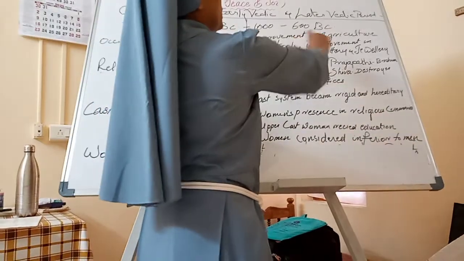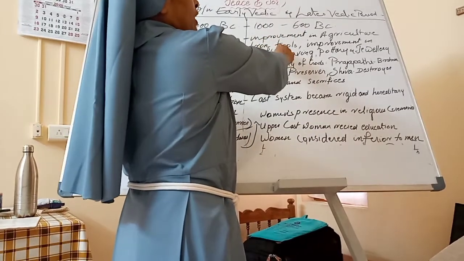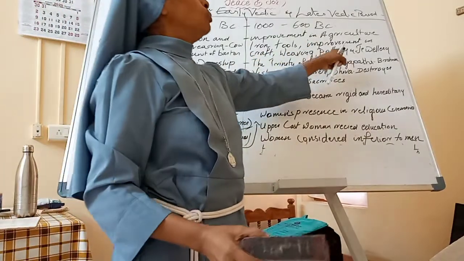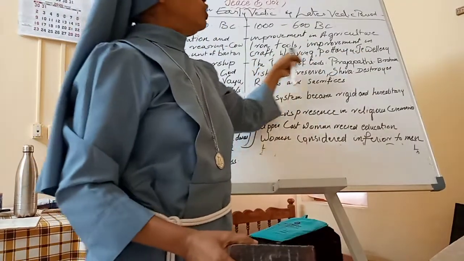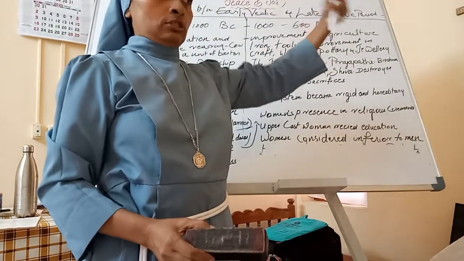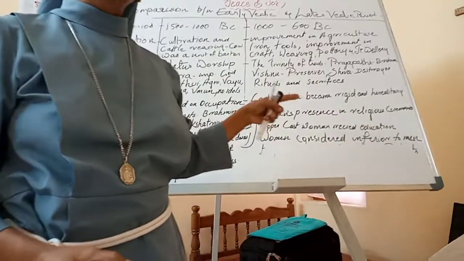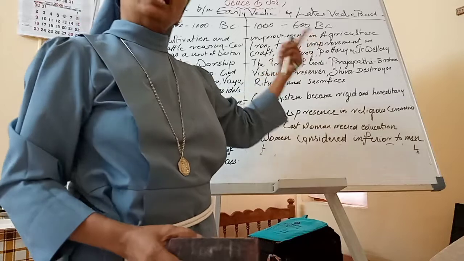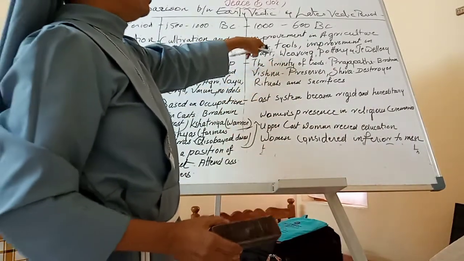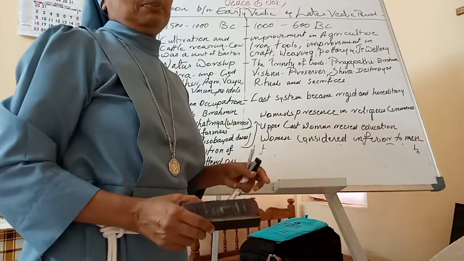These improvements in agriculture, improvement in crops because they were using iron tools, and the crafts, weaving, pottery and jewelry, all these things, by coming to the advanced age, they got more improvement in their manufacturing and in their selling. So they got everything improved in the later Vedic period than the early Vedic period.